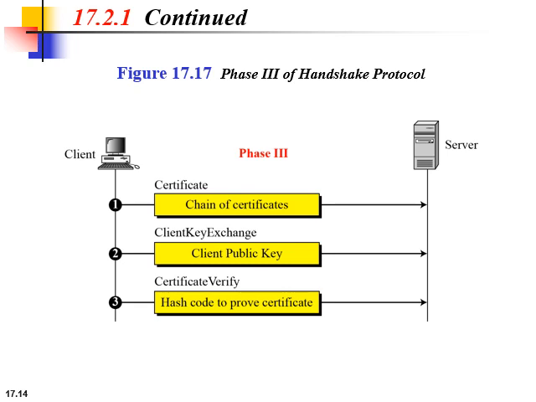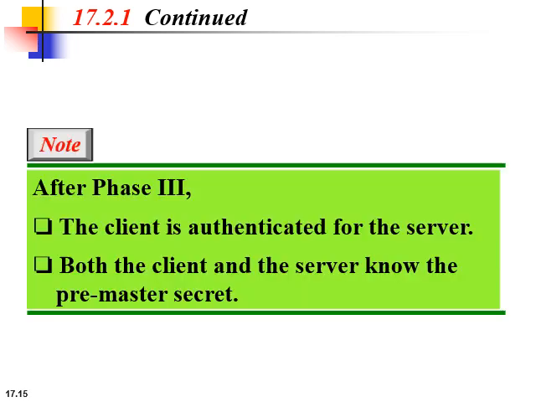it is the client that you sent out all the requests to, all the responses to. Yes, this is that client only, sending out these proofs so that you can approve me, that it's really authenticated. So moving on, it sends out certificate, client key exchange, and certificate verify. So after phase 3, the client is authenticated to the server. Both the client and the server know the pre-master secret.